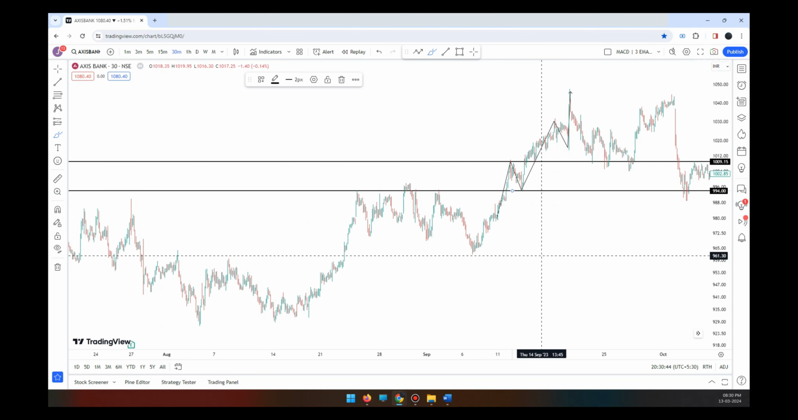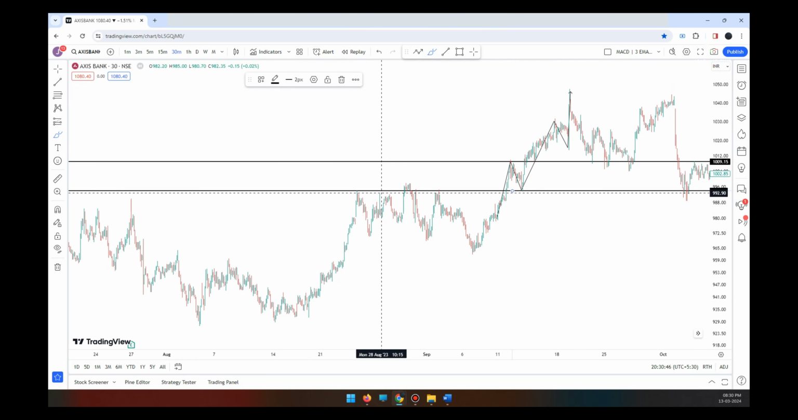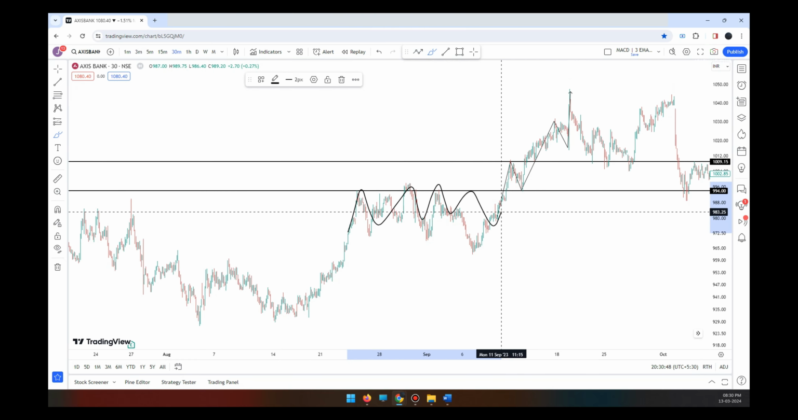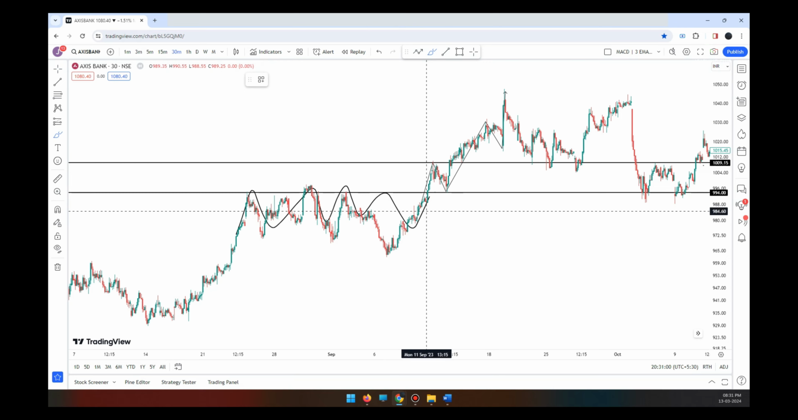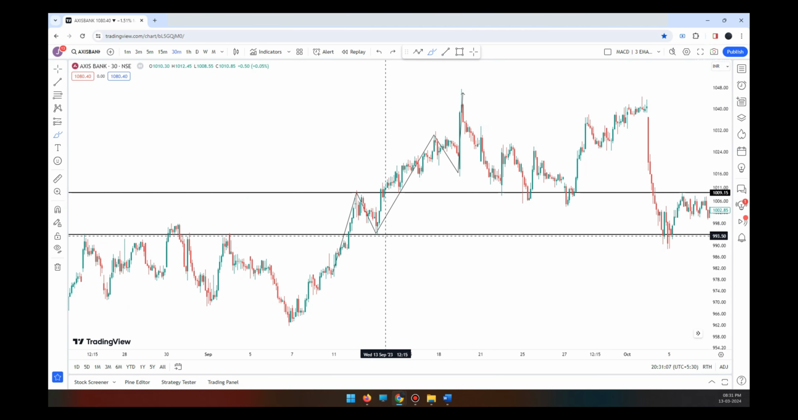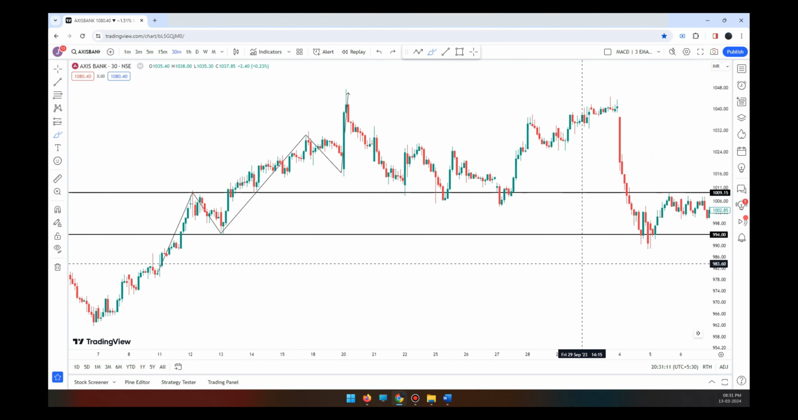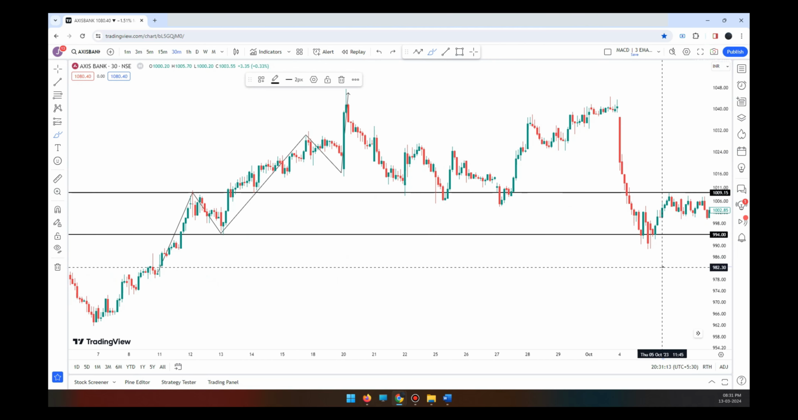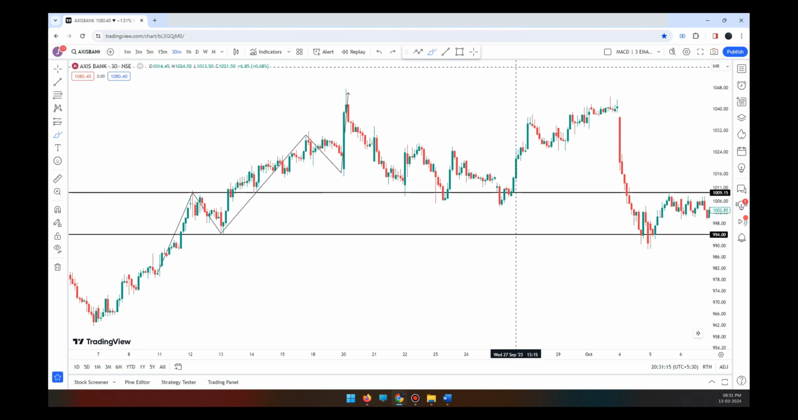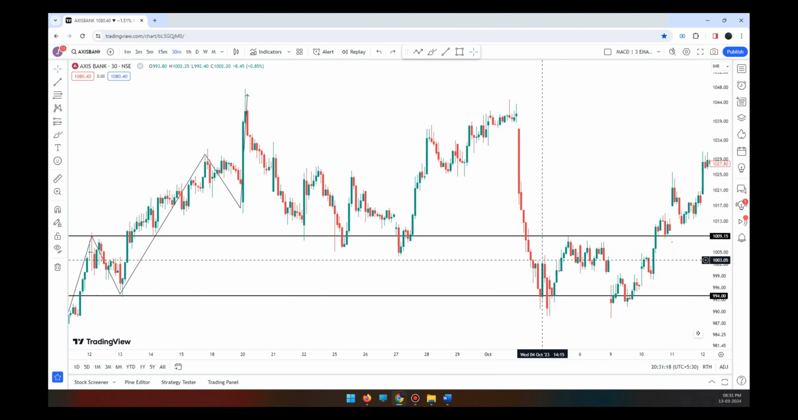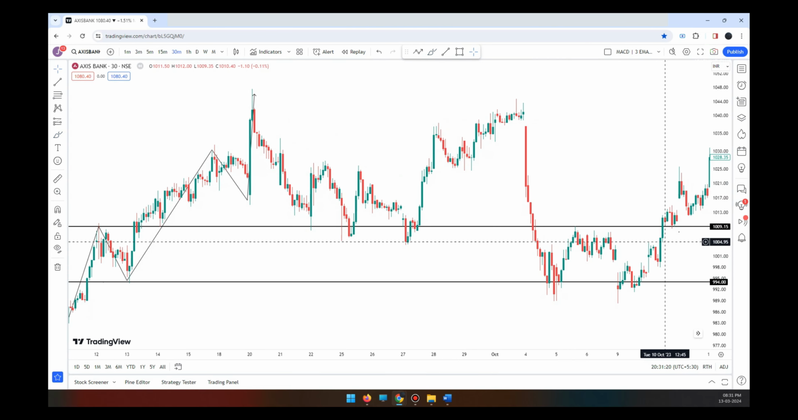Let us go back in time and just check it. So here if we see, this level has been tested multiple times as resistance, and then this has also been tested as support. Now this becomes a high probability area because this level has been tested multiple times. So let us go ahead and see how this trade played out if we had taken this trade. So we can see a bullish move is successfully coming up.